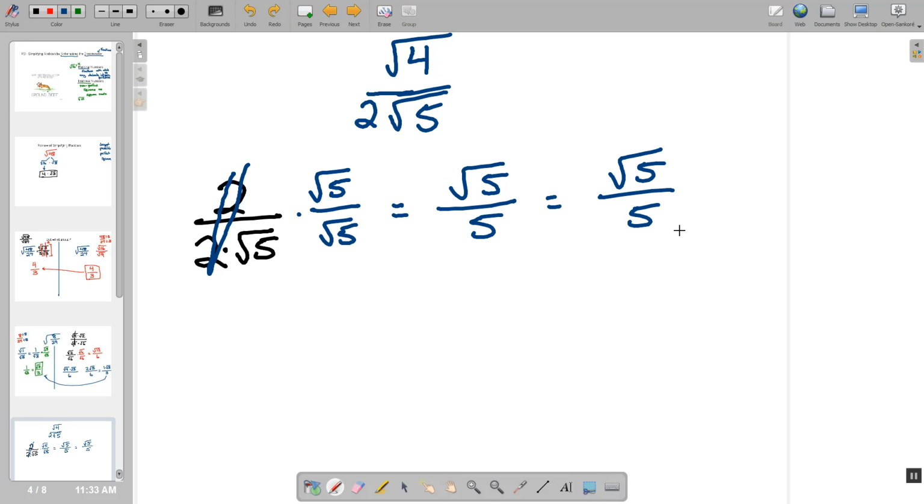So this is not an easy concept, but remember, the only thing that's different is you need to simplify your fraction first, and you need to always rationalize your denominator. You cannot have irrational numbers in your denominator.